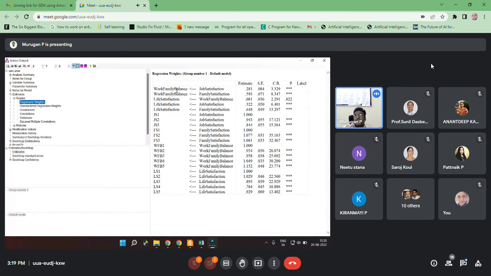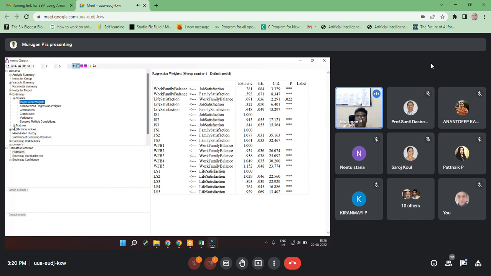See, job satisfaction to work family balance, significant. Job satisfaction to life satisfaction, that is also significant. Family satisfaction to life satisfaction, significant. Then family satisfaction to work family balance, that is also significant. Almost all of the relationships are significant. Now I need to know whether the indirect effect is significant or not.